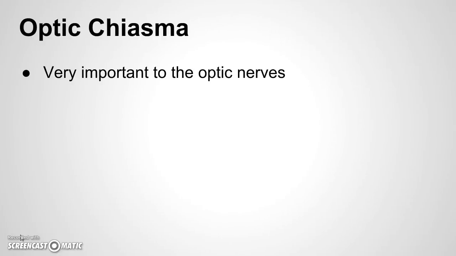Then we have the optic chiasma, and this is very important to the optic nerves, which help you see. They are located directly in front of the hypothalamus, and it is very important to both the right and left optic nerves, and they actually intersect at the optic chiasm, making an X.